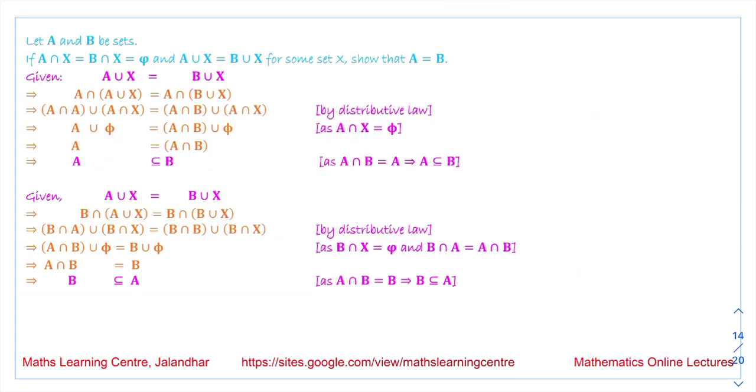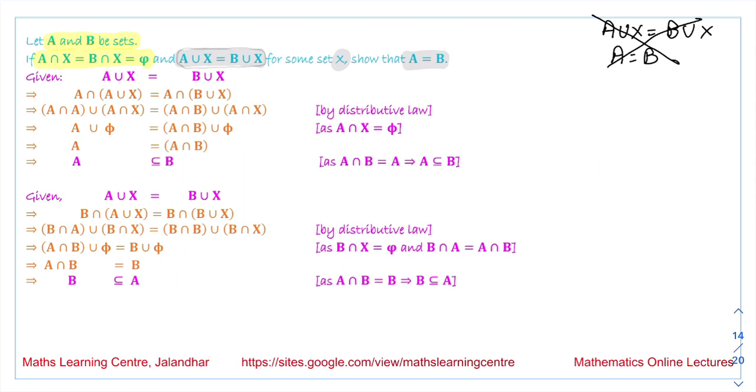Now next we have given, let A and B be two sets, and this condition is given to us that A and X, and B and X, both these sets are disjoint sets. Second condition that is given to us is that A union X is equal to B union X for any set X. Then we have to show that A is equal to B. Previously we have proved that if we are given A union X is equal to B union X, then it is not necessary that A is equal to B.